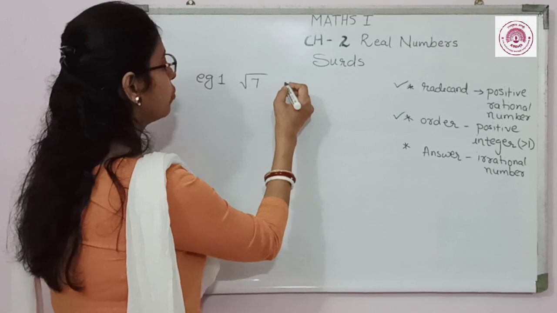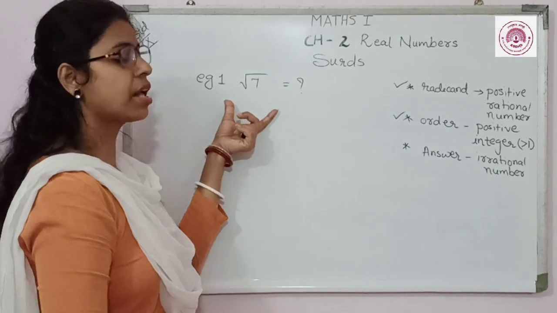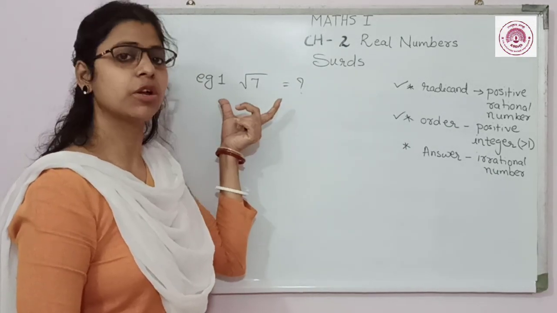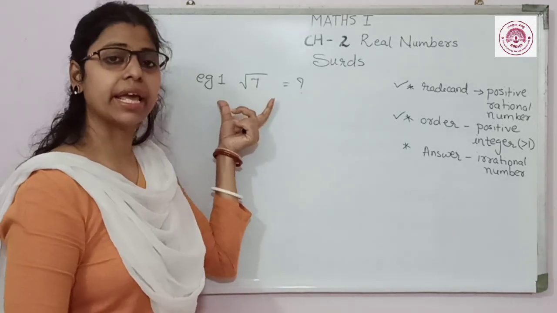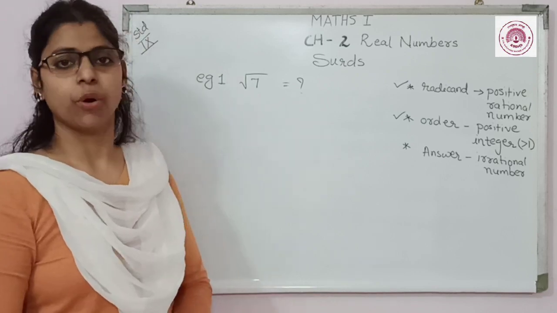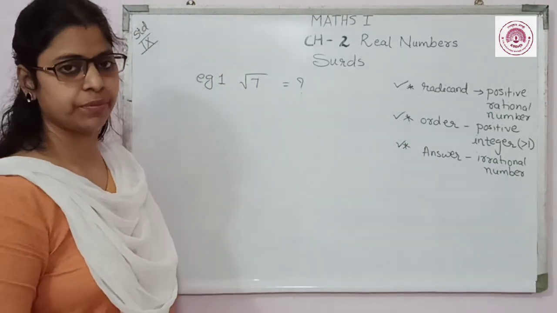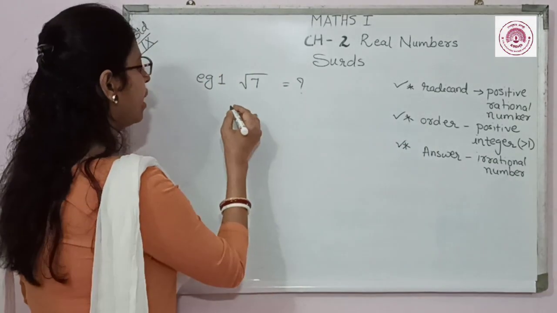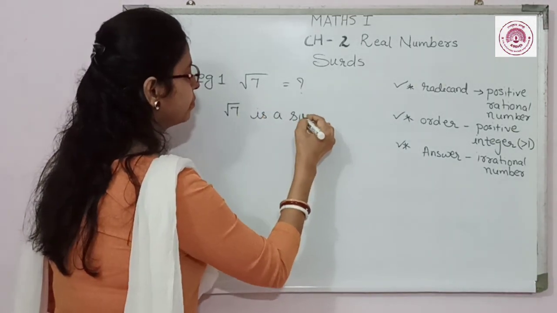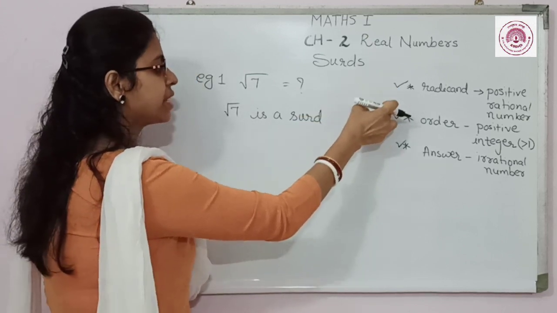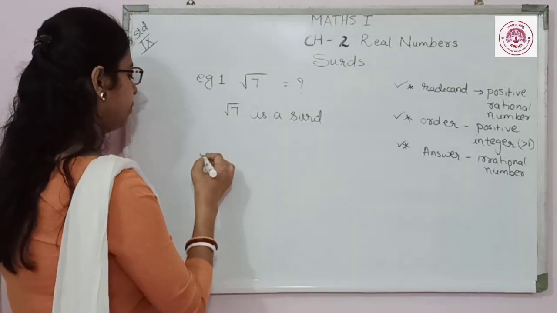Now, what about the answer? What is the answer of this square root of 7? If you find it out, you'll see that its answer is a non-terminating, non-recurring decimal number. So that means root 7 is an irrational number. So all three conditions are satisfied, and therefore we can say root 7 is a surd. Why is it a surd? It satisfies all three conditions. Okay, let's take one more example.